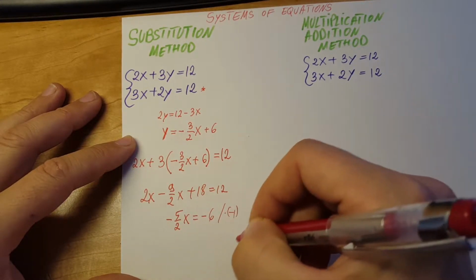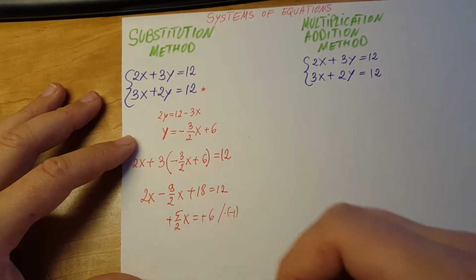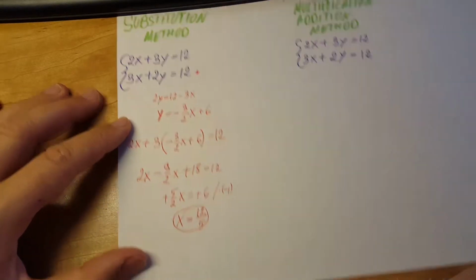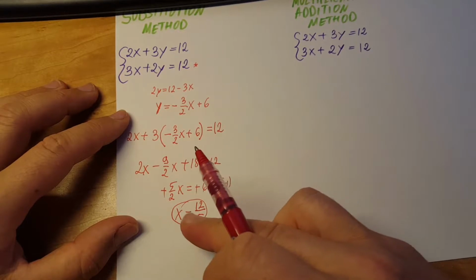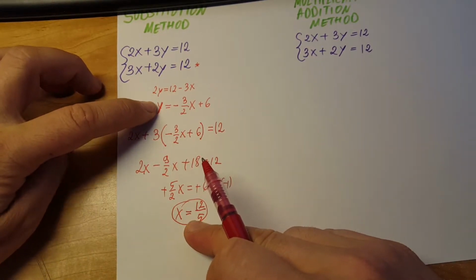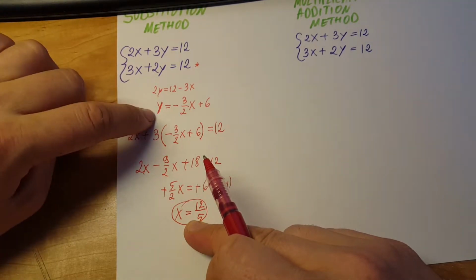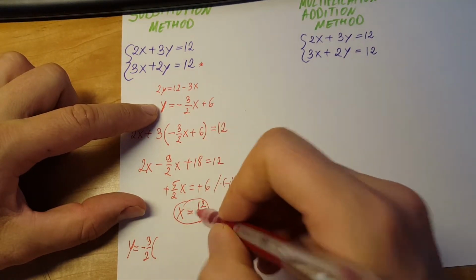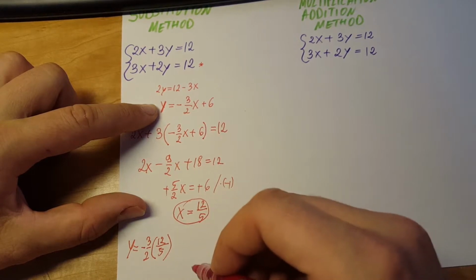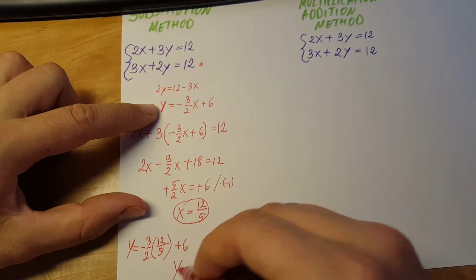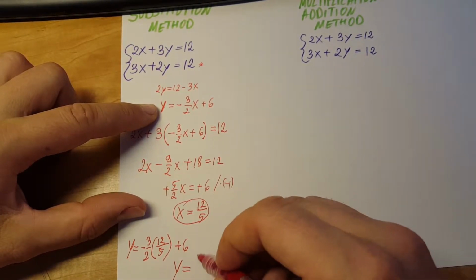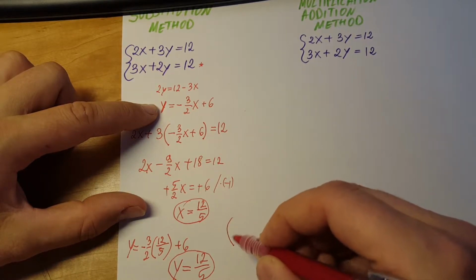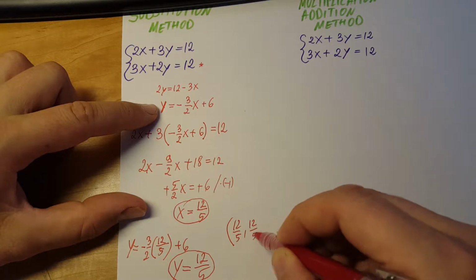We can multiply by negative 1. We're gonna have these turn to positive, and from here x equals 12 over 5. So we have one of our variables, and the second one we can find by taking this and plugging it back into the easier form of the second equation that we had, where we're gonna see that y equals negative 3 over 2. Instead of x, we're gonna use our value that we found, 12 over 5, and plus 6, and this is gonna give us y equals 12 over 5. So our solution is the ordered pair of 12 over 5 and 12 over 5.